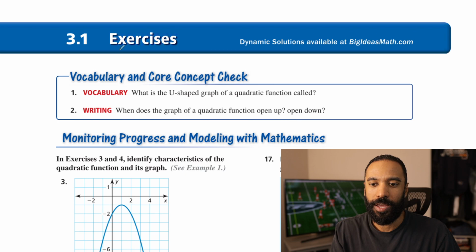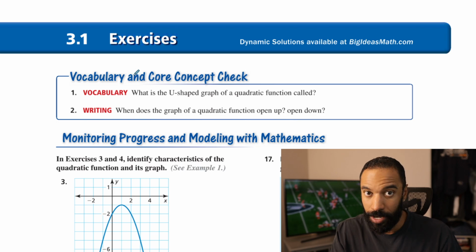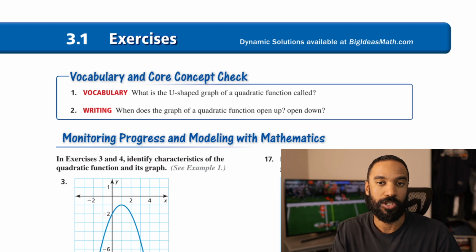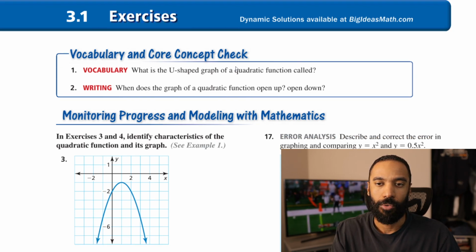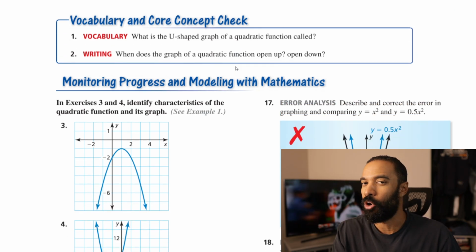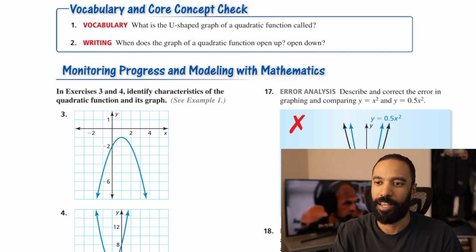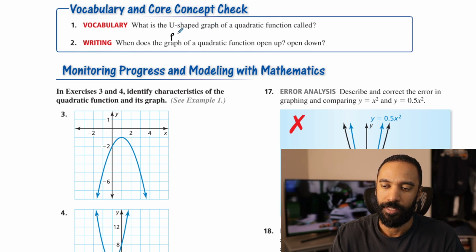Okay, guys, I'm going to go ahead and jump into some of these problems here. We're going to start with the vocabulary and core concept check, and then we're going to hit the core of 3 through 31. I know I spent a long time on the note lecture things to begin with, but hopefully you learned something off of it, especially how I'm going to go about doing the problems. What is the U-shaped graph of a quadratic function called? It's called a parabola.